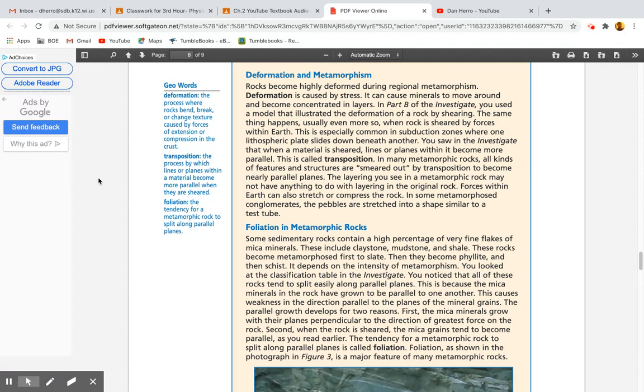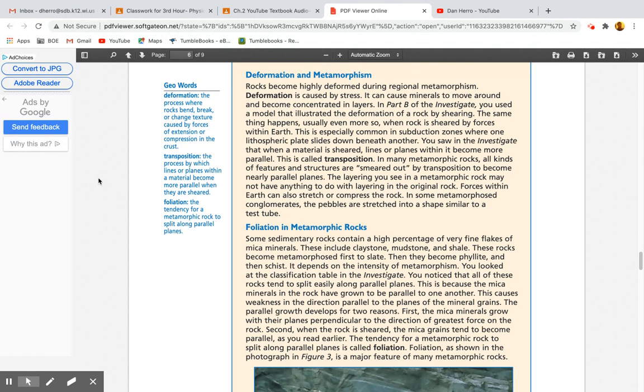In Part B of the Investigate, you used a model that illustrated the deformation of a rock by shearing. The same thing happens, usually even more so, when rock is sheared by forces within Earth. This is especially common in subduction zones where one lithospheric plate slides down beneath another. You saw in the Investigate that when a material is sheared, lines or planes within it become more parallel.